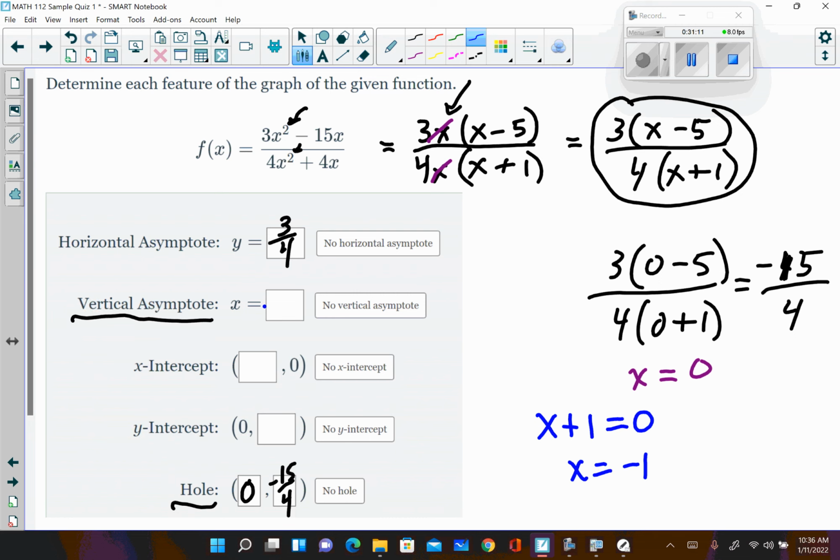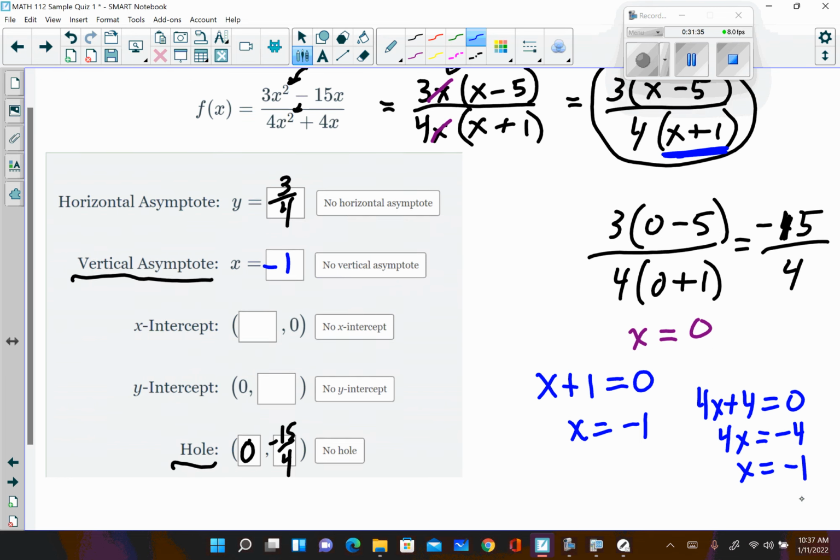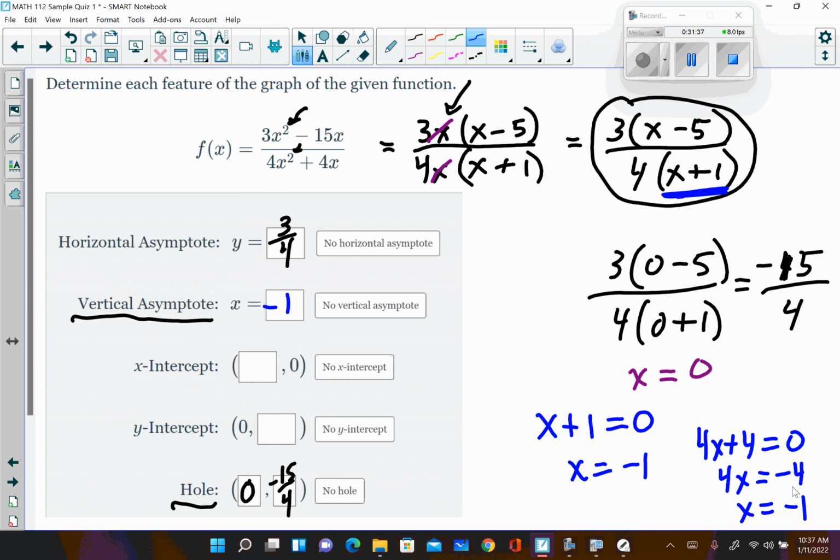X equals -1 is a vertical asymptote. It's found by setting the denominator, after reducing, equal to 0. I mean, the 4 is irrelevant because if you distribute the 4, you have 4x plus 4. If you set that equal to 0, subtract 4 from both sides, and then divide both sides by 4, you still get x equals -1. X-intercept is when y is 0.